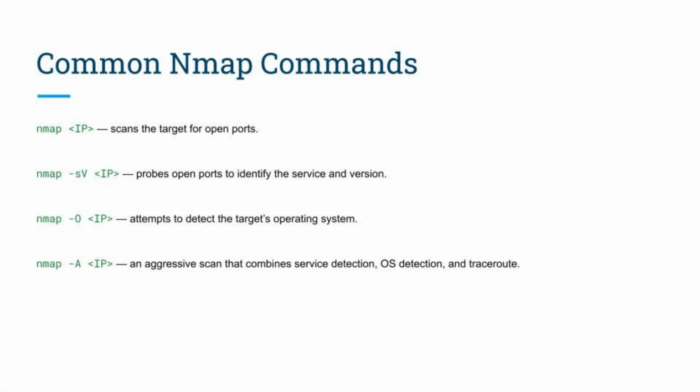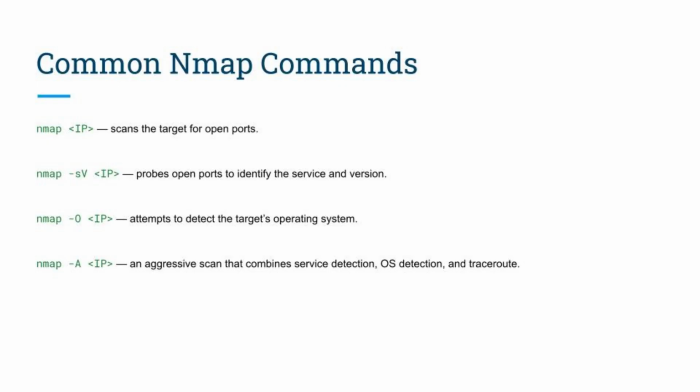Common Nmap commands. Here are commonly used Nmap commands you should know. nmap <IP> scans the target for open ports. nmap -sV <IP> probes open ports to identify the service and version. nmap -O <IP> attempts to detect the target's operating system. nmap -A <IP> is an aggressive scan that combines service detection, OS detection, and traceroute.